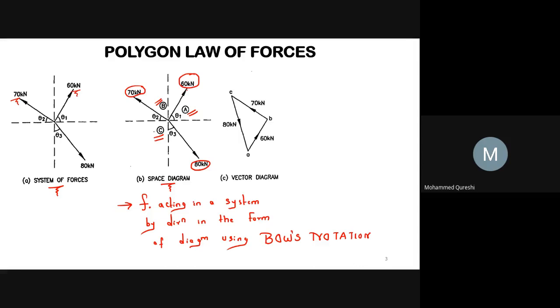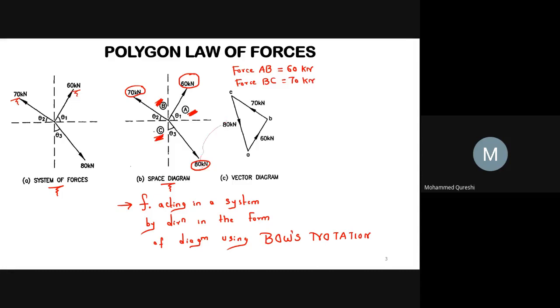So here 60 kilonewton force is denoted by two characters, A on one side and B on the other side. Hence we may say that the force AB equals 60 kilonewton. Similarly, your 70 kilonewton force is denoted by two characters, B on one side and C on the other side. Hence, we may say that force BC equals 70 kilonewton.